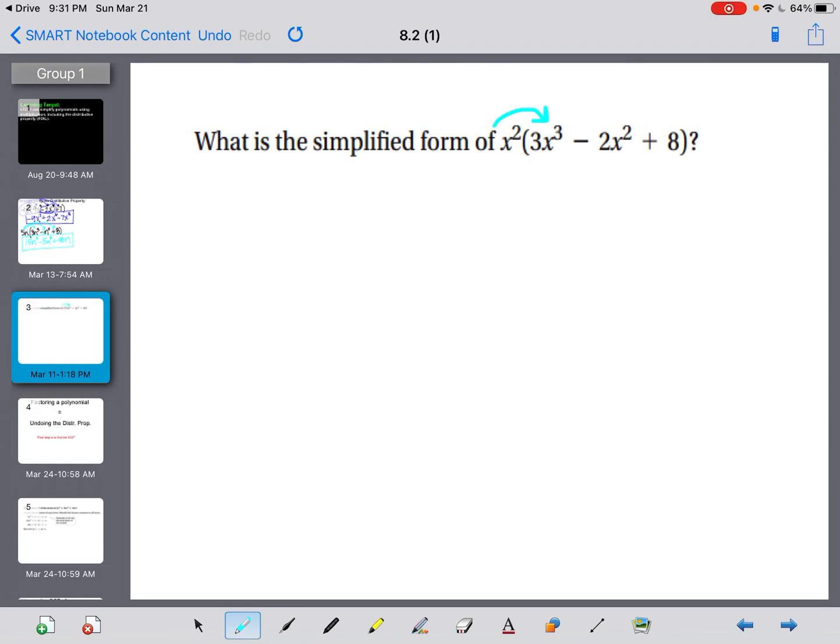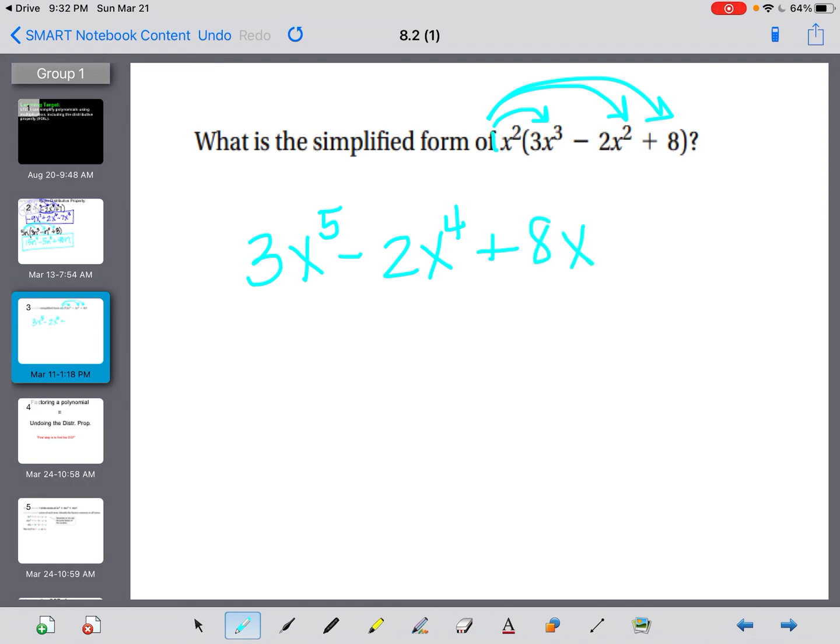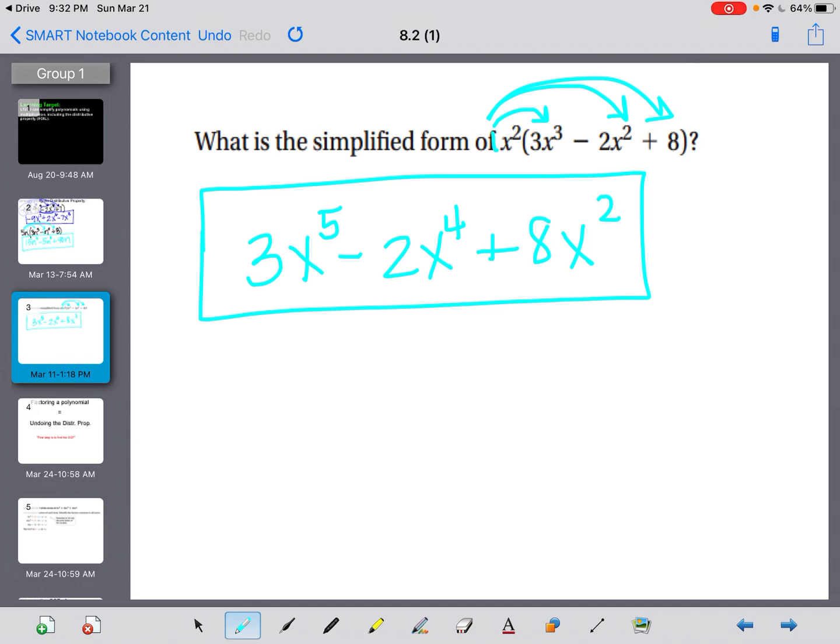Okay, welcome back. When I distribute x to the second times 3x to the third, I get 3x to the fifth power. x to the second times a -2x to the second is -2x to the fourth. And then x to the second times 8 is a positive 8x to the second. Hopefully you got that same answer if you paused and tried it on your own.